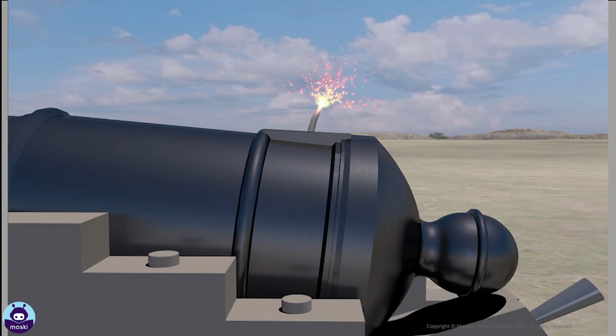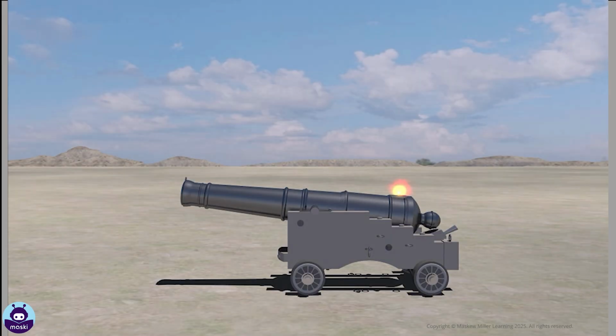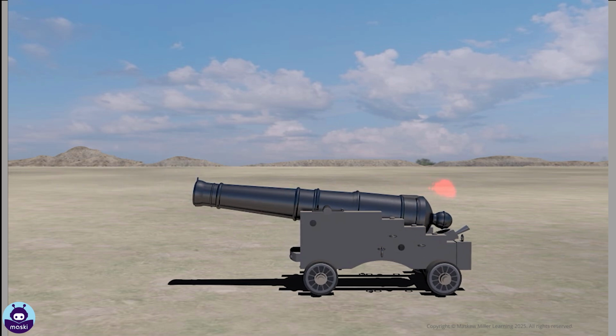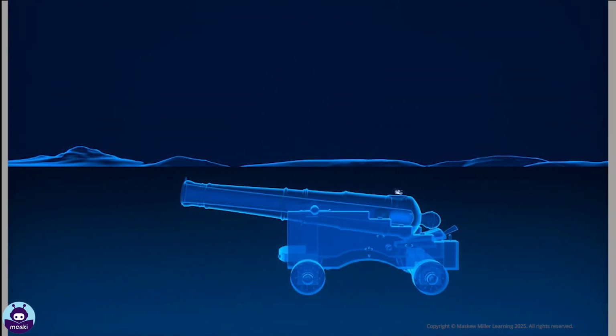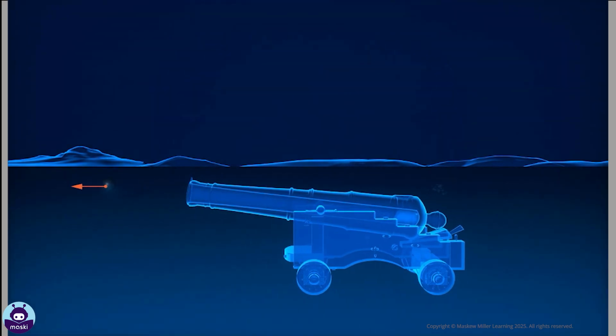Let us take another example. Observe the cannon firing a cannonball. The cannonball is fired due to a force produced by an explosion inside the cannon. This force pushes the ball out of the open end of the barrel of the cannon. Simultaneously, the cannonball exerts a force on the barrel of the cannon.